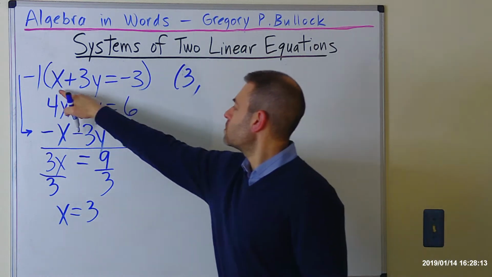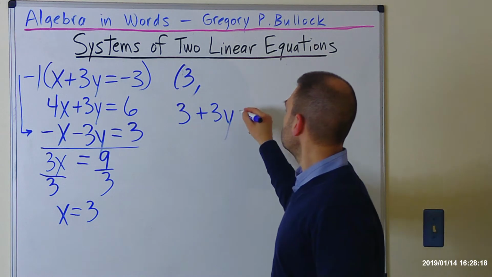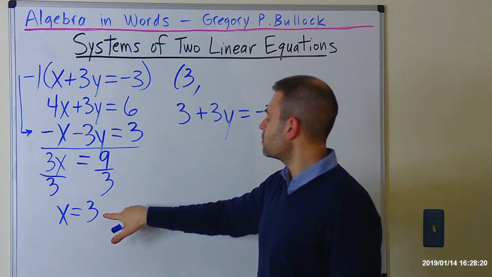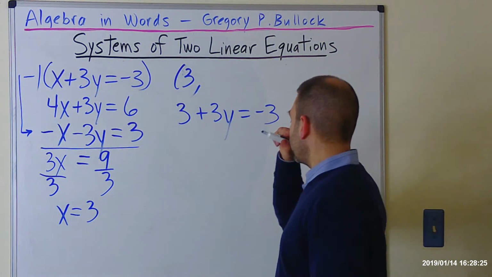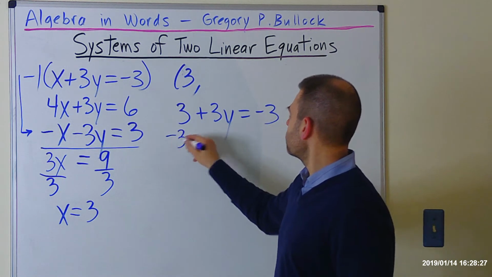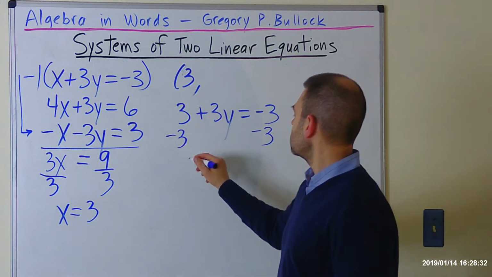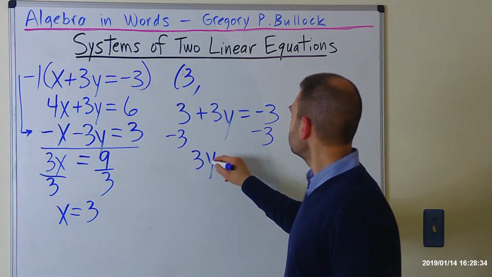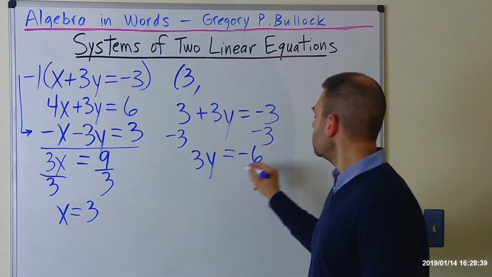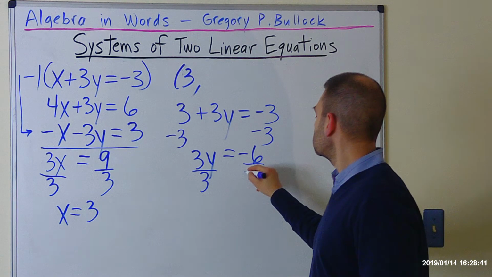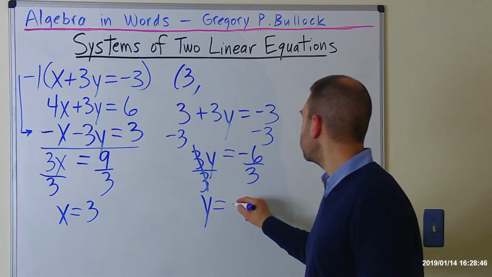So in for x, we're going to put 3 plus 3y equals negative 3. Remember, this 3 went in here, which is that. There's a lot of 3's here. And we're going to subtract 3 from both sides to move all the numbers to the right. These cancel to 0. We have 3y equals negative 6. Divide both sides by coefficient 3. These cancel out, and we get y is equal to negative 2.